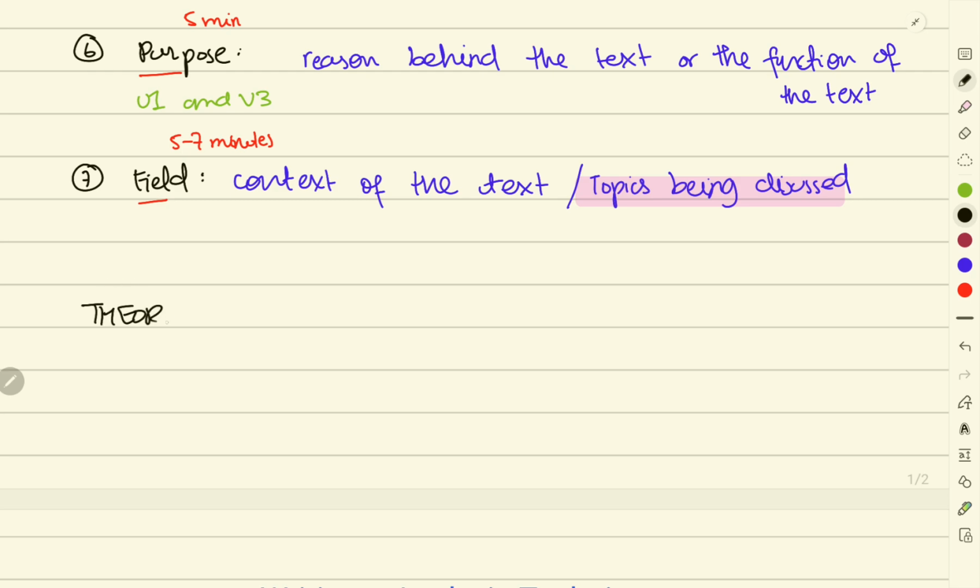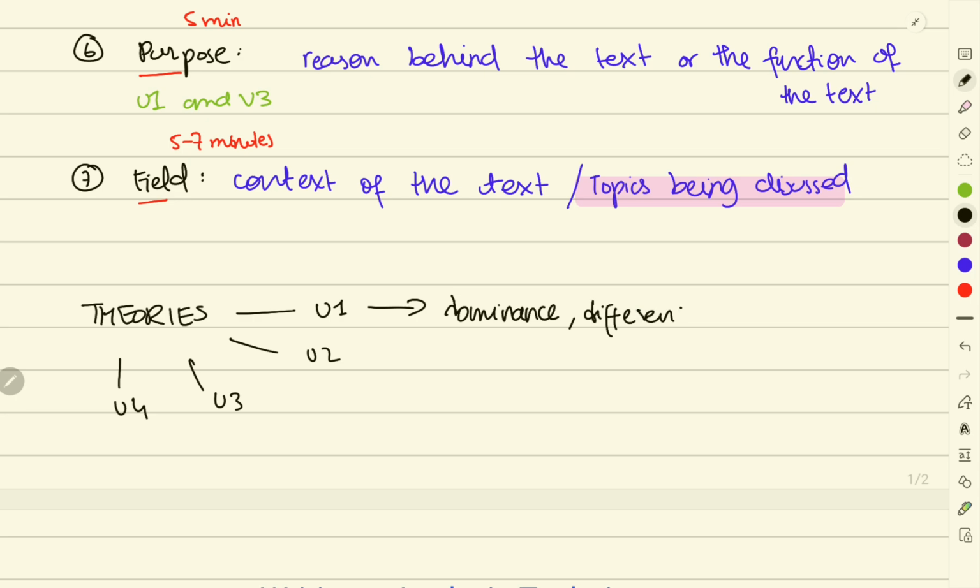Theories are so important. Theories are important for all units. I'm going to give you a quick example for theories in each unit. For Unit 1, you're going to include dominance. In case you don't already know, I'm just going to list a few here so you can go and research them on your own and include them in your answer. Dominance and difference theory, convergence and divergence. These were my must. So convergence and divergence.